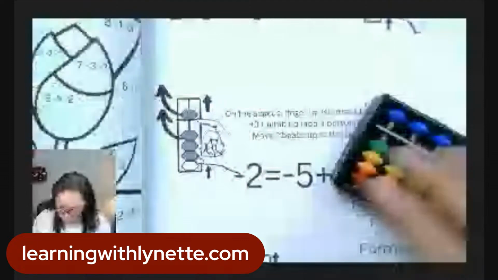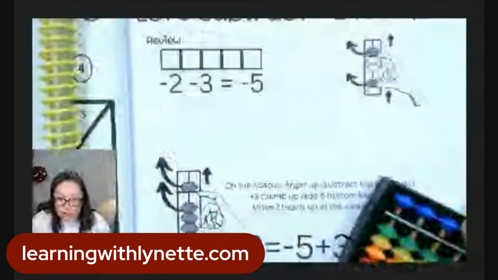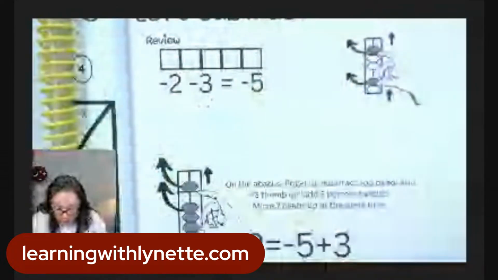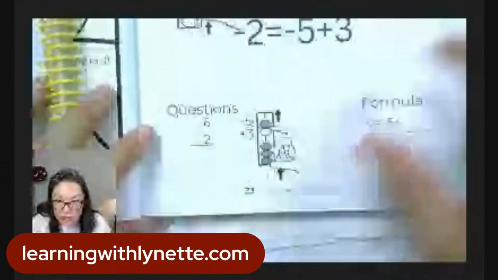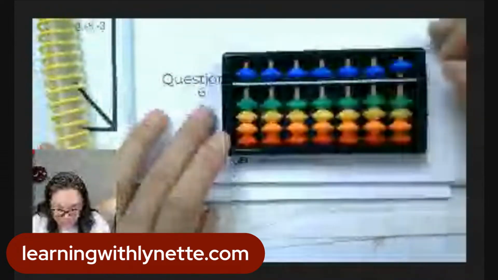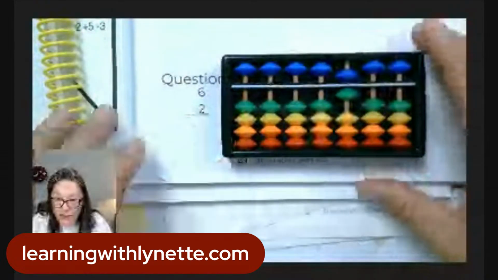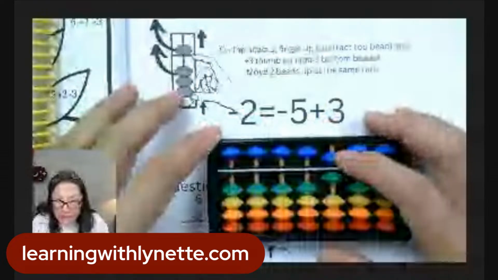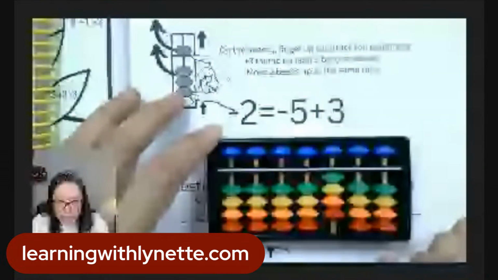So we're going to do minus 2. We're going to subtract the 2. When we subtract the 2, again, minus the 2 is equal to minus the 5 plus the 3. So here's the question. 6. When I have 6 and I minus the 2 is what? Minus the 2 is minus the 5 plus the 3. So my final answer is 4.